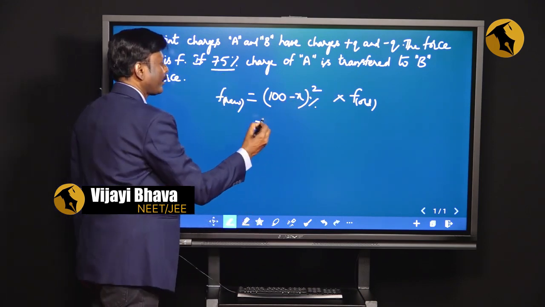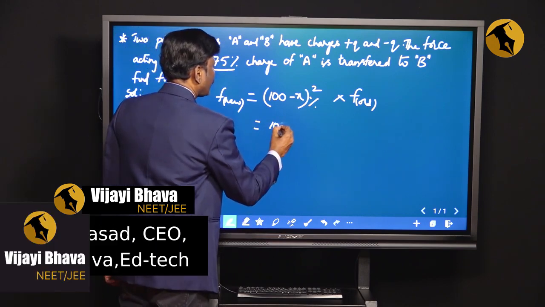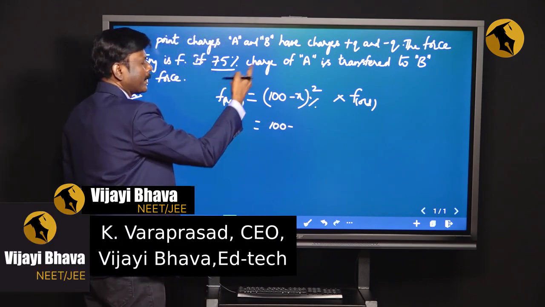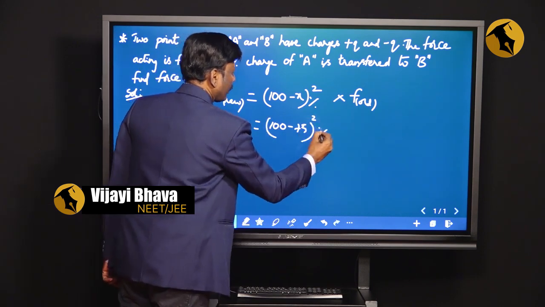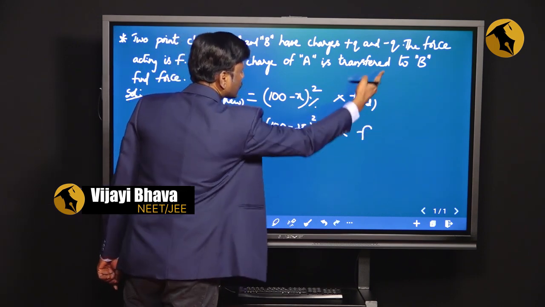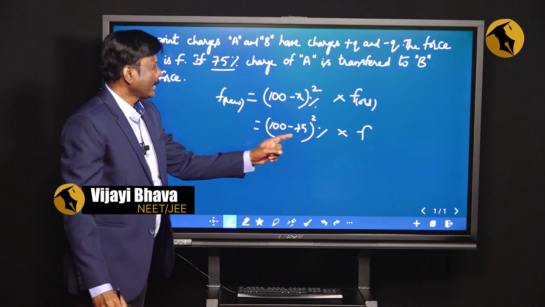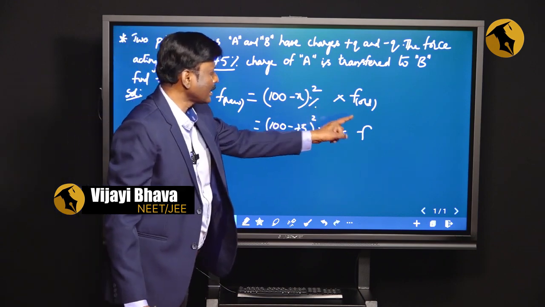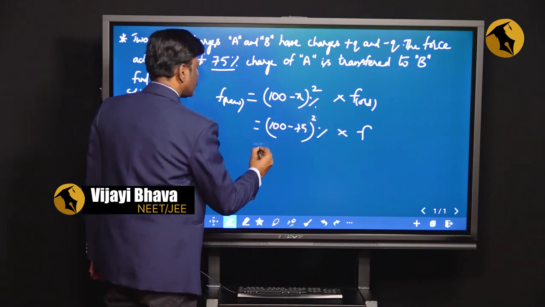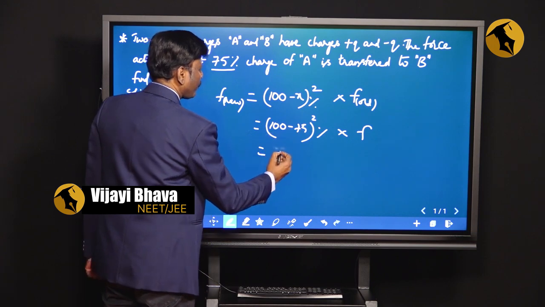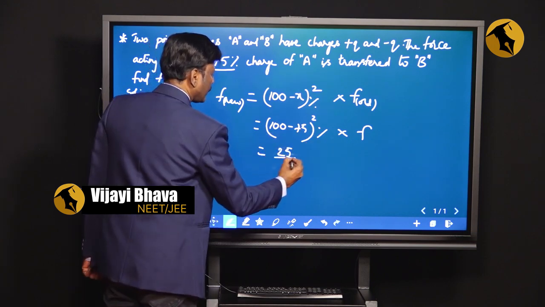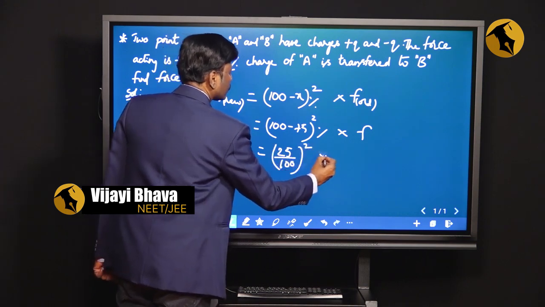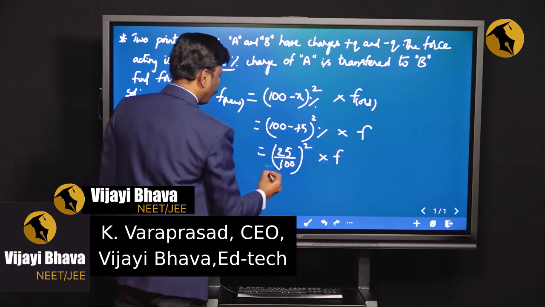Let us apply and arrive at the solution. 100 minus the percentage transfer, which is 75, and the old force is stated as F. Let us solve this. 100 minus 75 is 25%. Percent means 25 by 100 taken square times into old force.